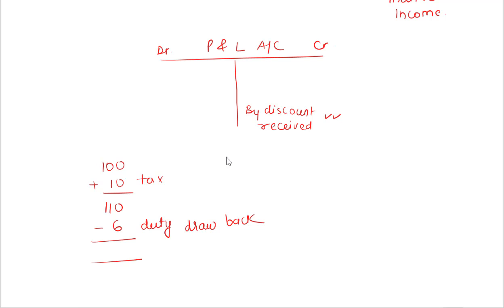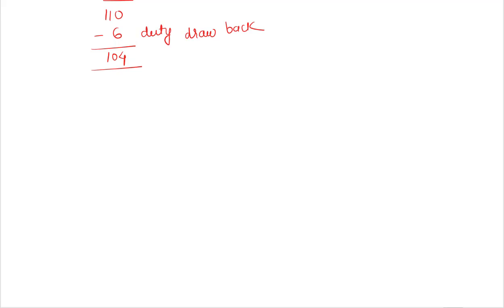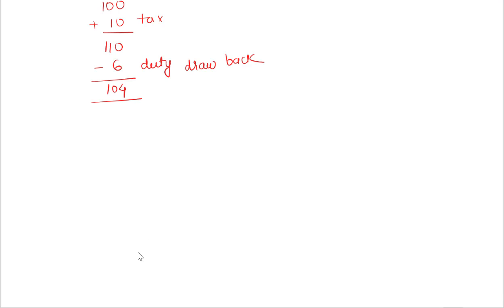So 6 is duty drawback. So what would be the cost? The cost is 104. How come? 100 is the cost, 10 is the tax on that. The billed amount is 100, tax is 10, so total is 110. Out of that, the duty drawback is 6. This we are going to receive back. So total is 104. So this is the cost to be recorded. I believe you understood.